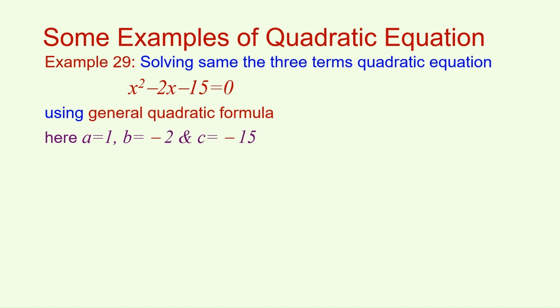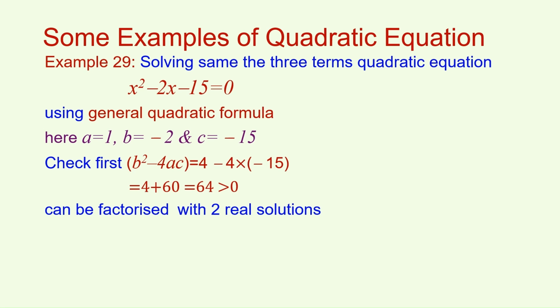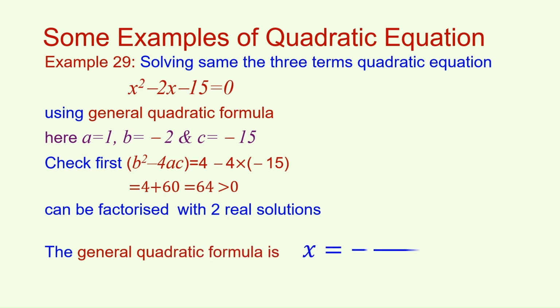Example 29, solving the same three-term quadratic equation, x squared minus 2x minus 15 equals 0. This time we will solve it using the general quadratic formula. Here a equals 1, b equals minus 2 and c equals minus 15. Check first: b squared minus 4ac equals 4 minus 4 times minus 15, equals 4 plus 60, equals 64, which is greater than 0, and can be factorized with two real solutions.